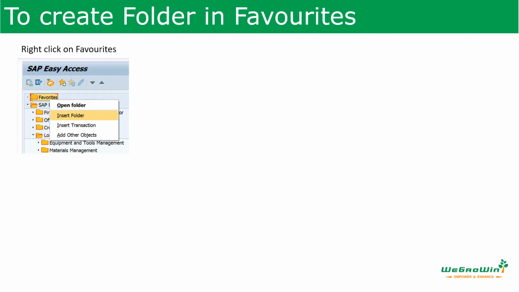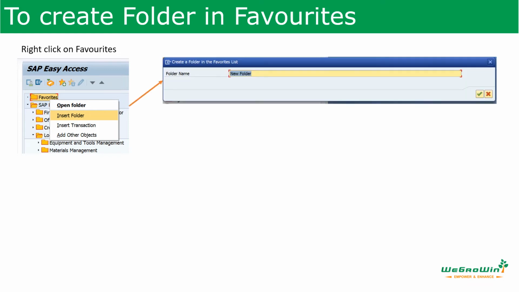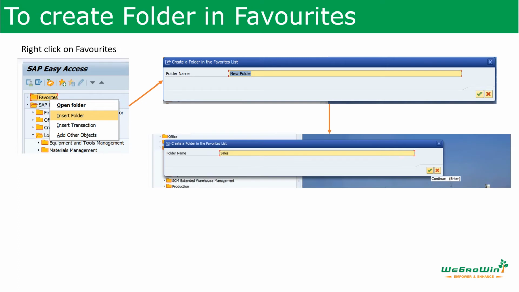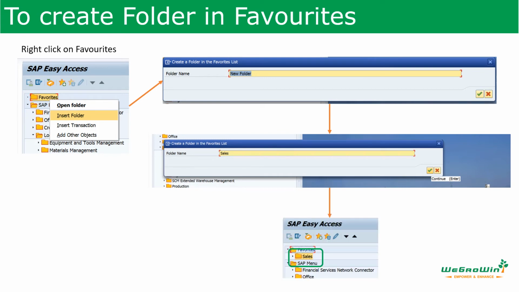To create the favorites, go to the favorites icon and right click on it. The system is showing open folder, insert folder like this. Choose insert folder. In the insert folder, give the name you want. For example, production related or sales related or procurement related, whatever it is. Then enter the folder name, right? Now the folder name is entered. After entering the name, the folder is created. Now we can see Sales. Sales is a folder we created.